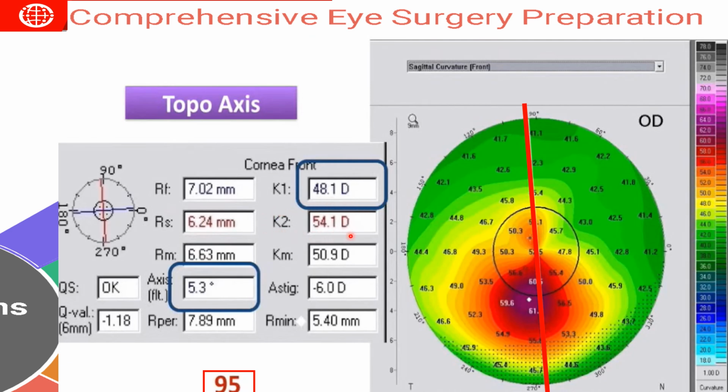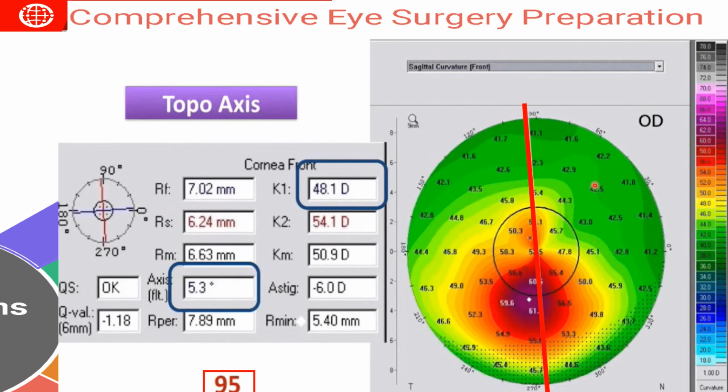As you can see here, the degree which is written in the Pentacam printout is the degree for the flat meridian. So now the flat meridian has 5.3 degrees. So the steep axis will be perpendicular to it, so it is around 95, as you can see here. So this is the steep axis of the astigmatism in this topography.